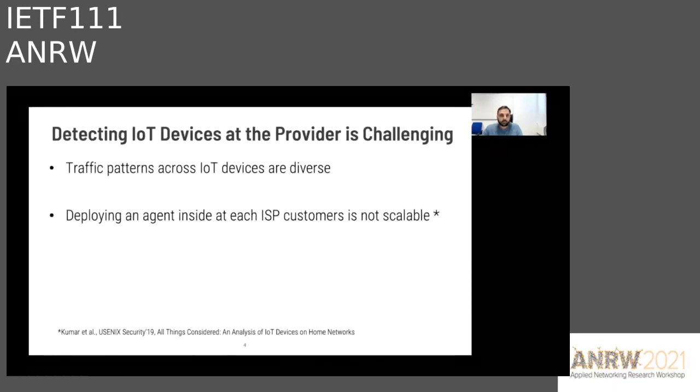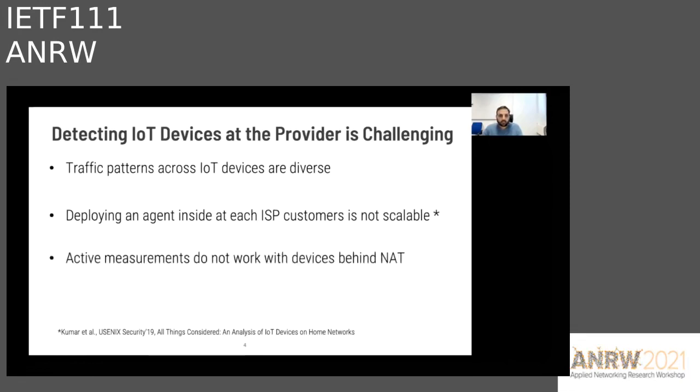There has been some recent work that suggested that we can deploy some agent inside the premise of a customer. However, it's not scalable, and it is privacy intrusive as well. And active measurement approaches won't work if the devices are located behind the NAT. Moreover, if we want to do deep packet inspection, we will face serious privacy concerns among the customers of an ISP.